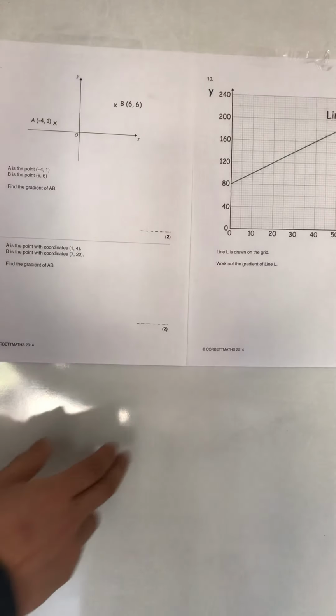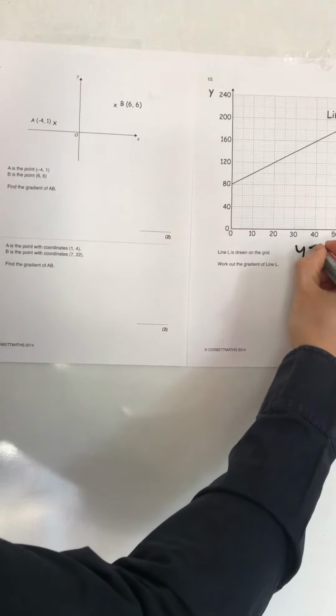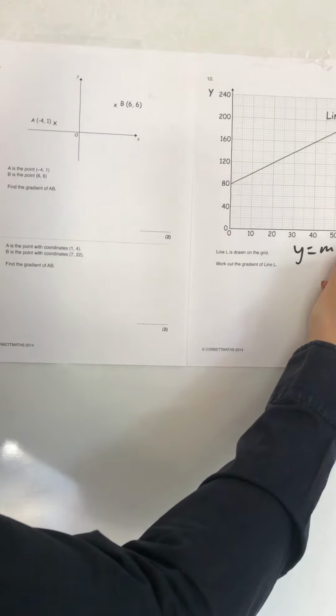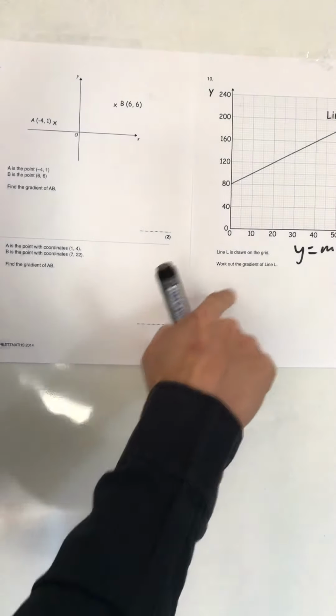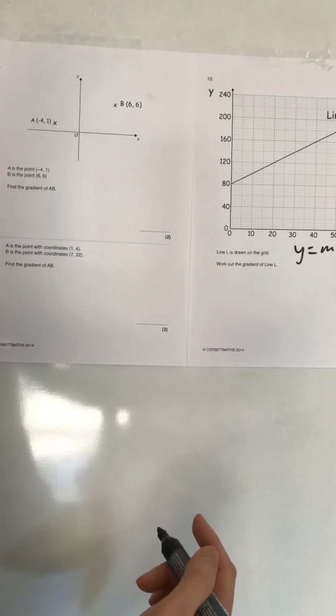So here's an exam question that just tells you to find the gradient of the line. I'm going to change it to find y equals mx plus c for this question. Now, step 1, it says find the gradient of the line. That is going to be worth 1 mark.